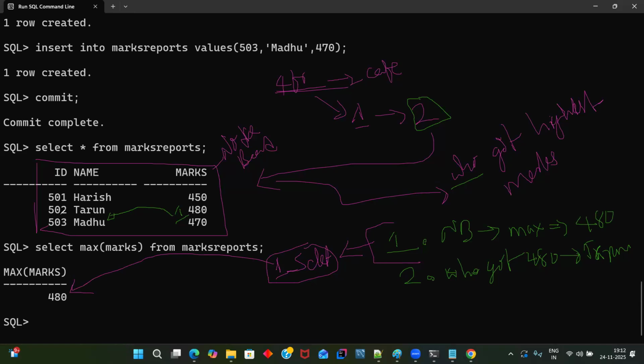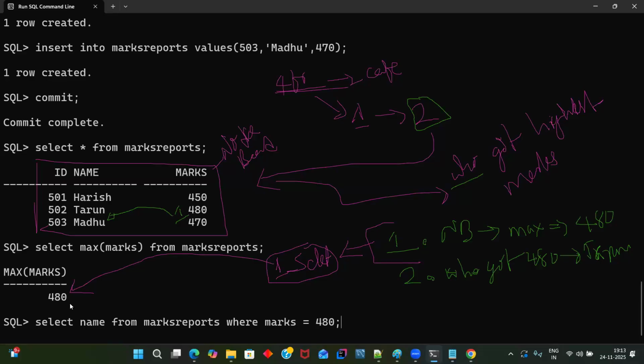Now he needs to write one more query, guys. The query is: select name from marks reports where marks is equal to 480. You understood the query? It prints the name. The second operation is who got 480. What will this query return? If I run the query, it returns Tarun only. Does that make sense, everyone?